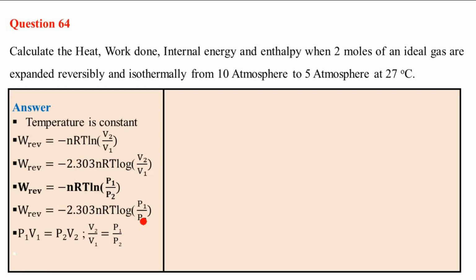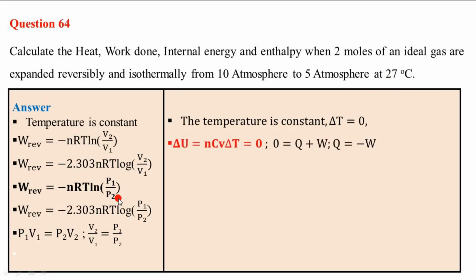So let's see how the work done is calculated. We have explained that dT is equal to 0 when you have an isothermal process, a constant temperature. We will change this temperature to Kelvin, which means we add 273 to this temperature. Here we know that Q will be equal to minus work done, because dU is 0, because the change in temperature is 0. We have a constant temperature.